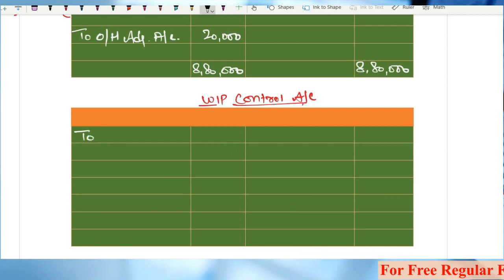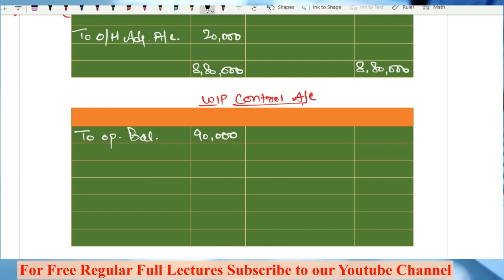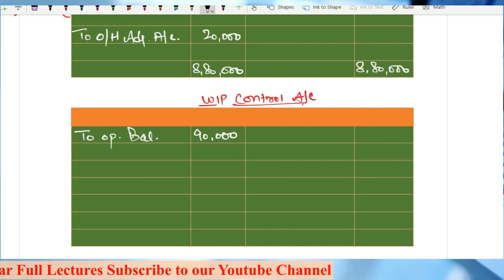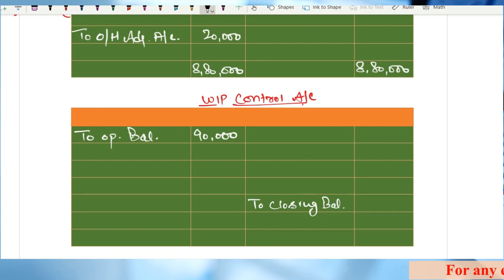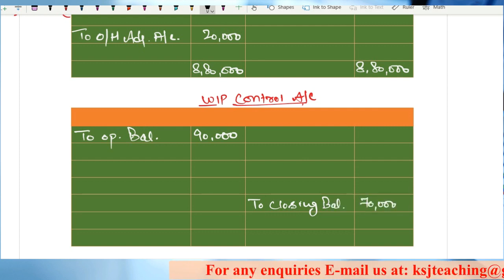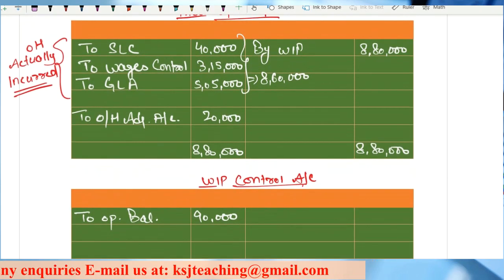To opening balance 90,000, right? And here I will write to closing balance, to balance carried down, or closing balance, 70,000, right? Now what is the next entry that will come from here?